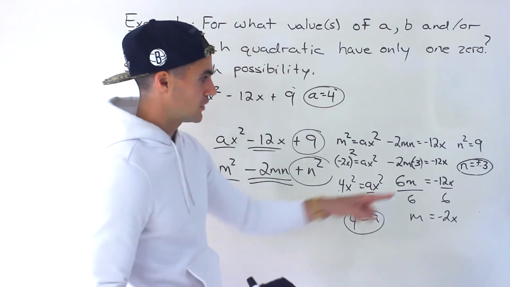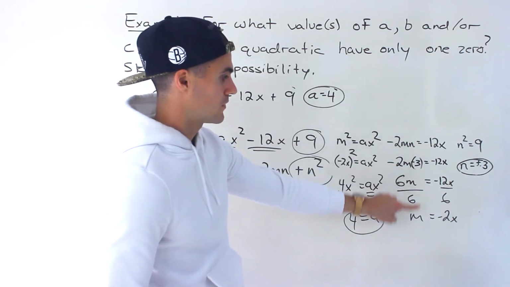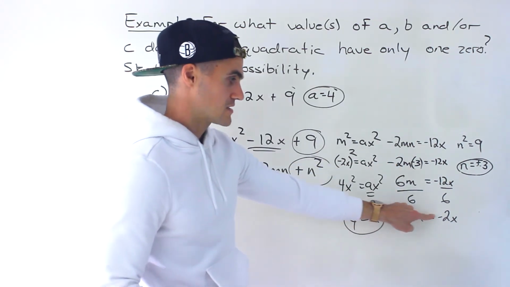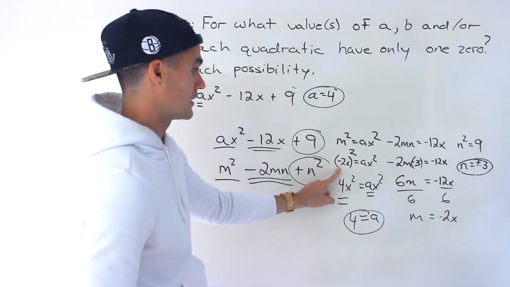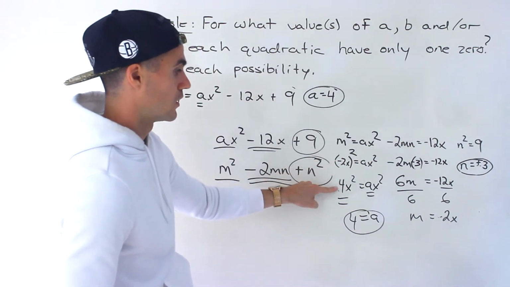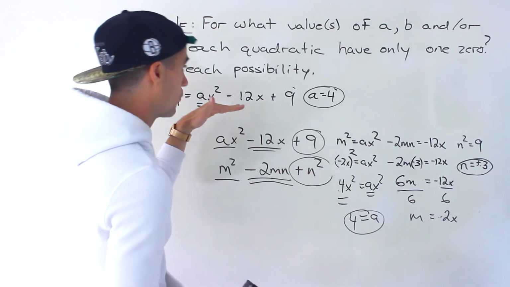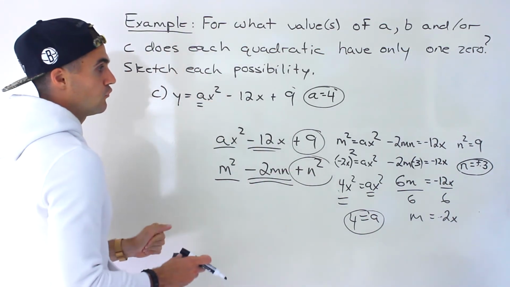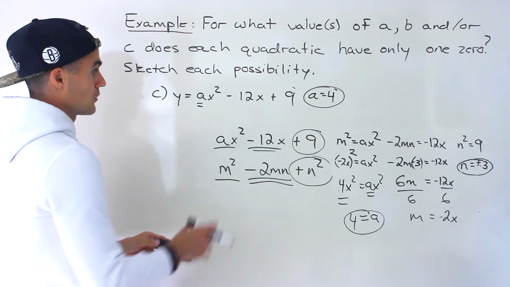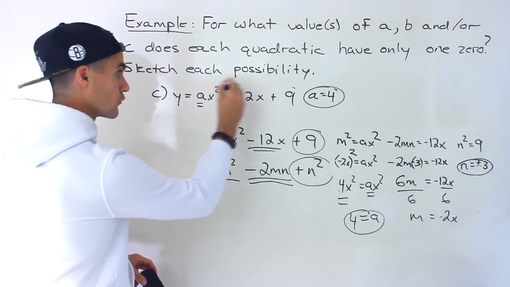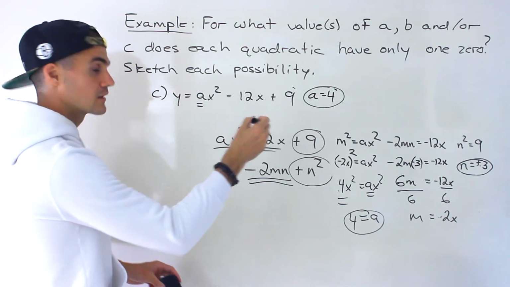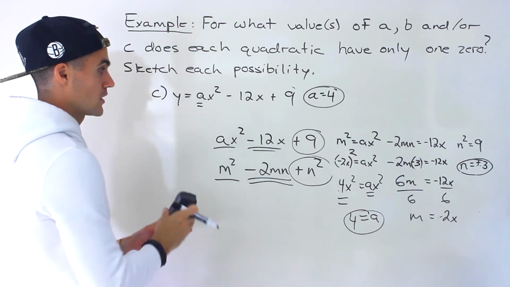So whether we plug in plus or minus 3 over here, when we get this m value, it's going to be plus or minus 2x. But when we plug it in here, because we're squaring it, we're always going to end up with a positive 4 over here. So there's actually only one possibility for this trinomial. There's only one possibility for a in order for this quadratic to be a perfect square trinomial.